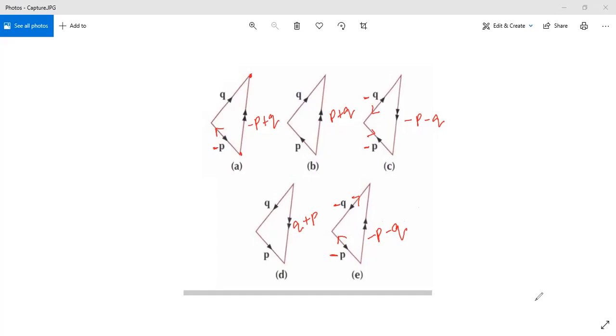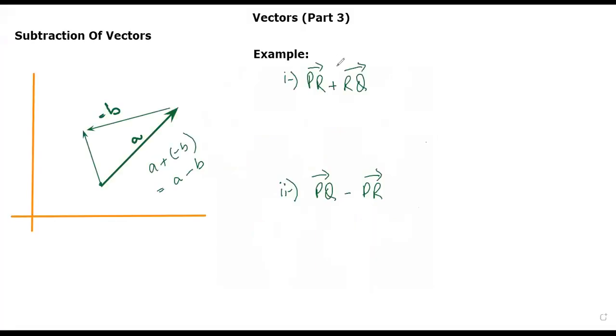Okay, now come to this example. Here we need to add PR plus RQ. R and R will be cancelled. The resultant vector will be PQ. Okay. But in part 2, here we need to subtract these vectors.